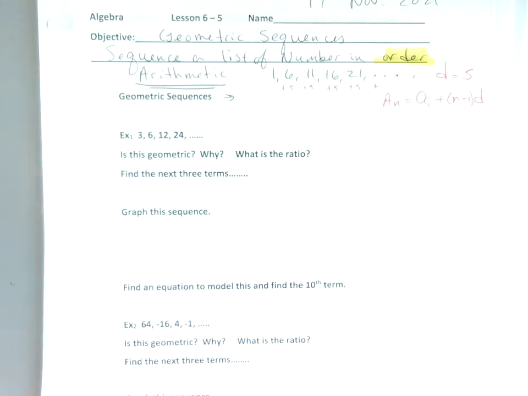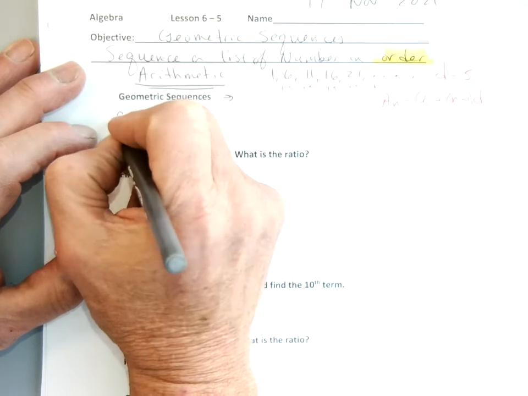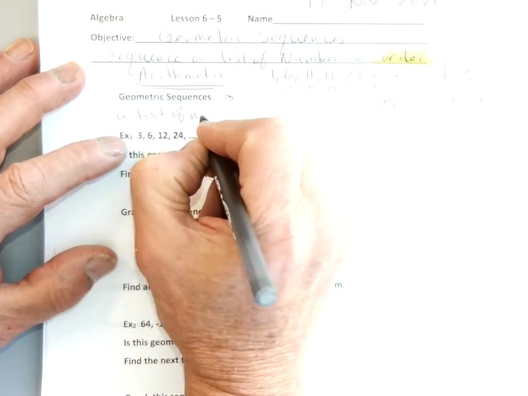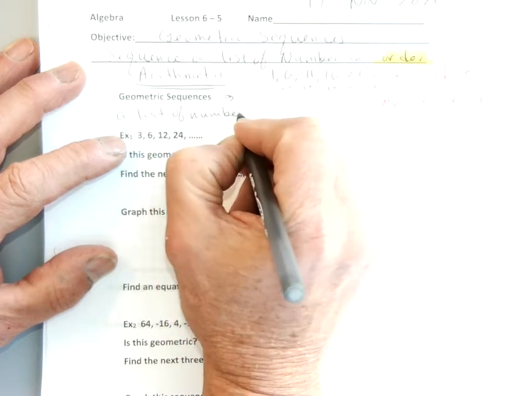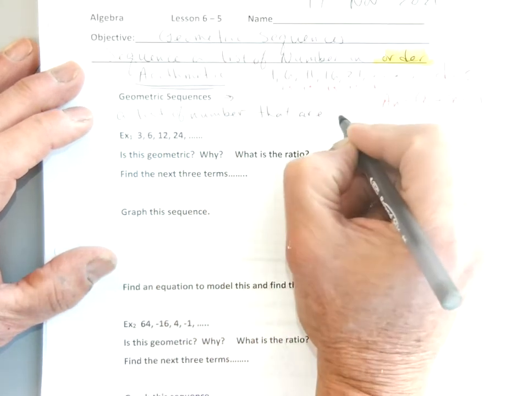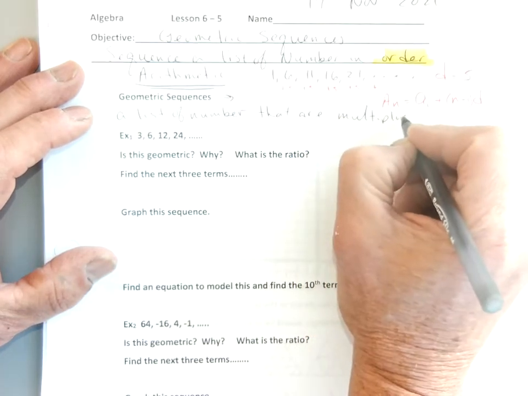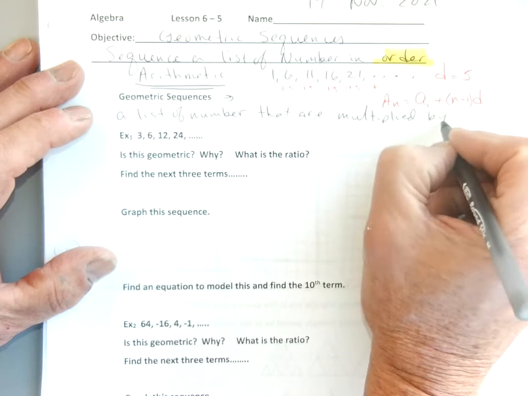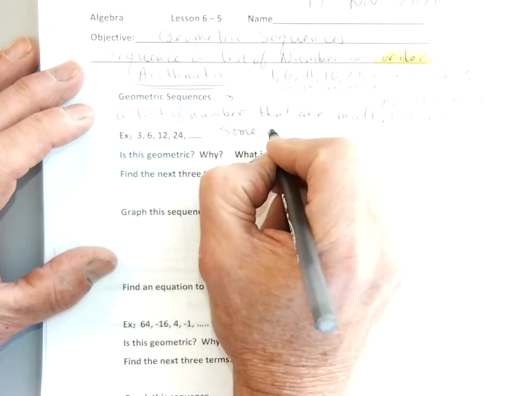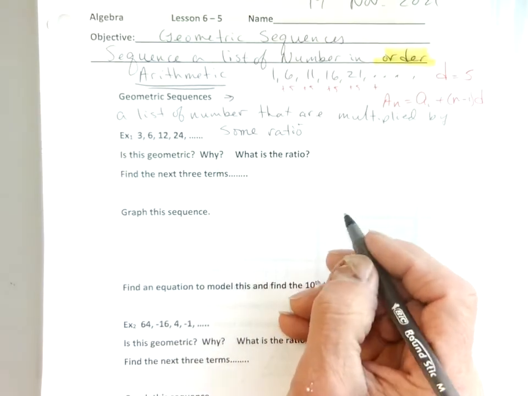So a geometric sequence is a list of numbers that are multiplied by some, we're going to call it ratio, okay? Some ratio. We're going to call it ratio for R.